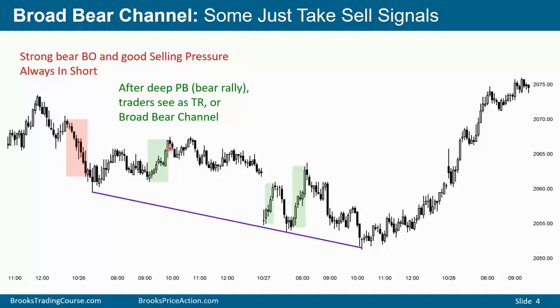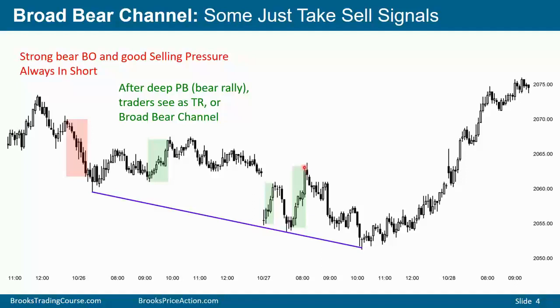They'll look at these pullbacks as simply deep pullbacks in a broad bear channel, as long as the market continues to make lower highs. The market, when it's in a broad bear channel, will often be always in long. Like, for example, by the close of this bar, it's always in long. Chances are it'll either go sideways for a second leg or up. And the same here. The market is probably always in long, maybe by the close of this bar, by the close of that bar. Yet, always in long, it's still made a new low.